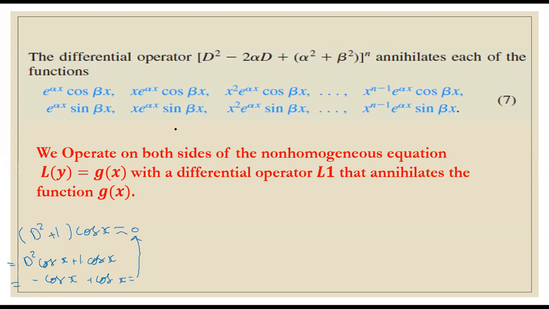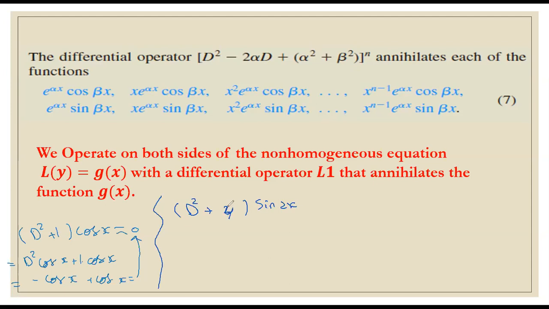Okay, what do you think if I asked you to give me the annihilator of the function sine 2x? I need the annihilator of sine 2x. What do you think? Can anyone help? It's very easy. D squared plus 2. I think only one small mistake. Let me check. It is plus 4.